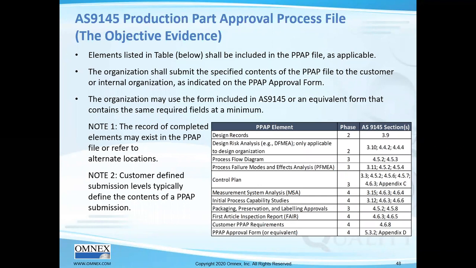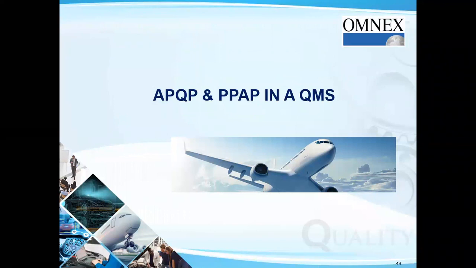But like I said, it's the objective evidence. It's how you show your customers that, yes, we have the capability to produce good parts on time every time, with as little variation as possible. That's what you're shooting for. Okay. So APQP, PPAP, your QMS.